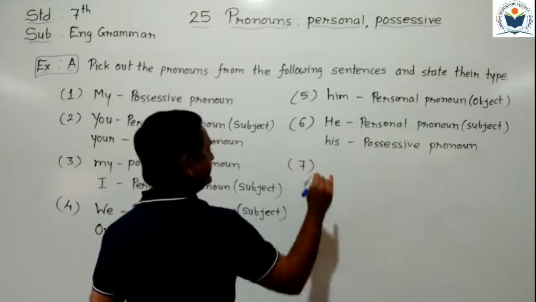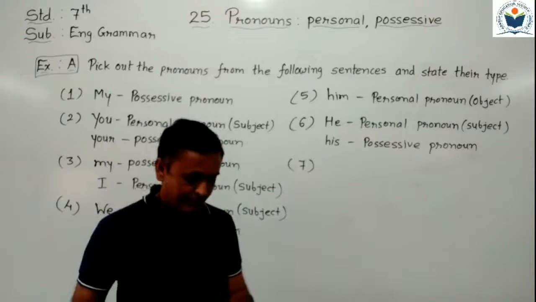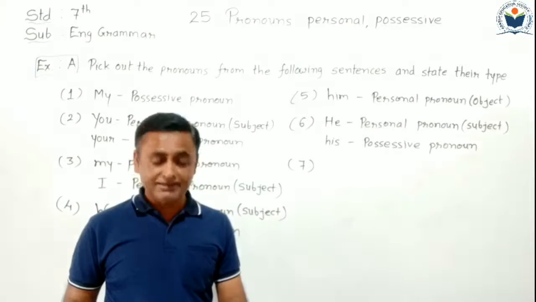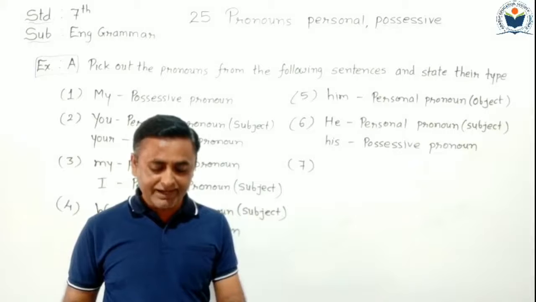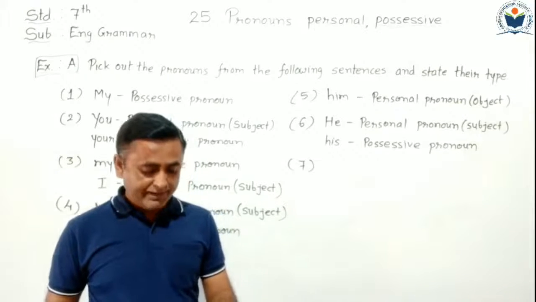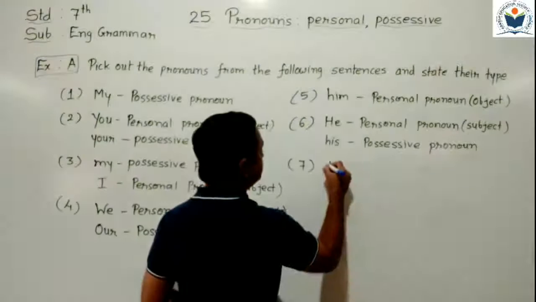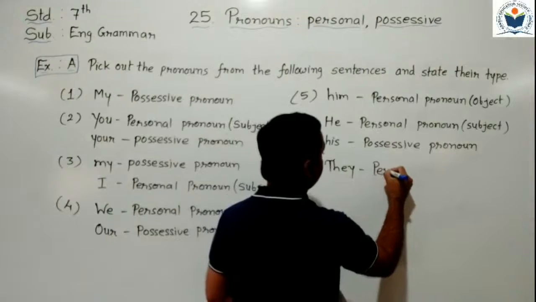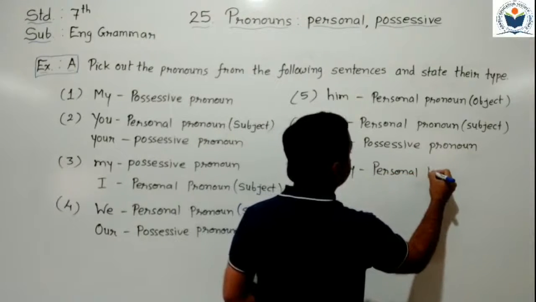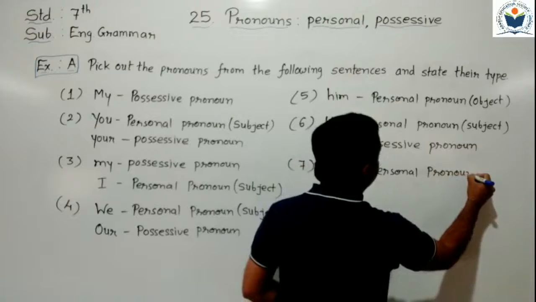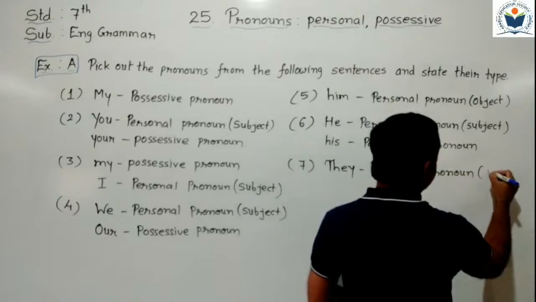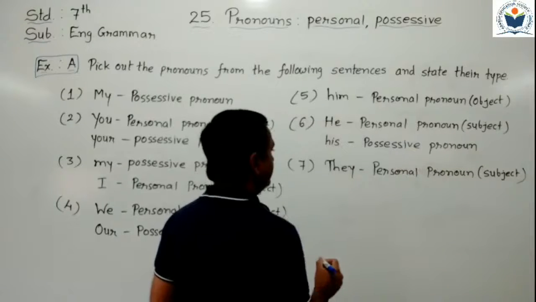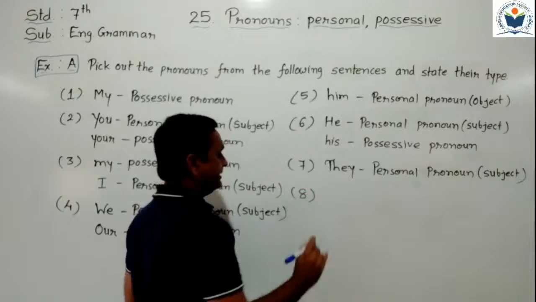Now, sentence number 7. They belong to an undiscovered tribe in the Indies. Here, they is a pronoun. But which type of pronoun is that? Personal pronoun. And it is used as a subject. We can say that it is a subject personal pronoun. Understand, student?